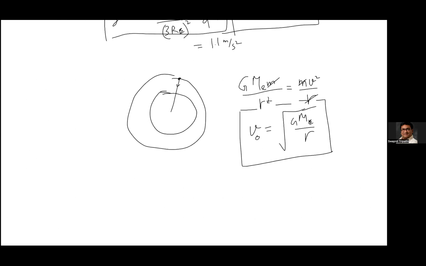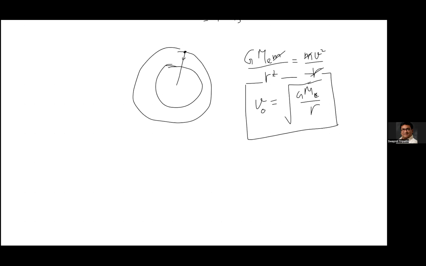There's an additional calculation we can do. V_O is the orbital velocity, so it is the distance over time. So within the time period t, it travels a distance of 2 pi r. So we can put 2 pi r over t here. Distance over time is equal to the square root of GM_E over r.